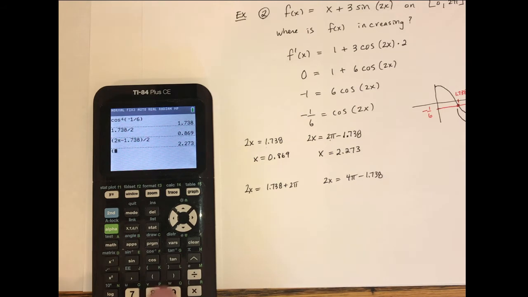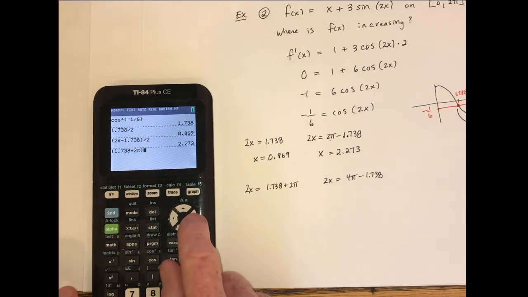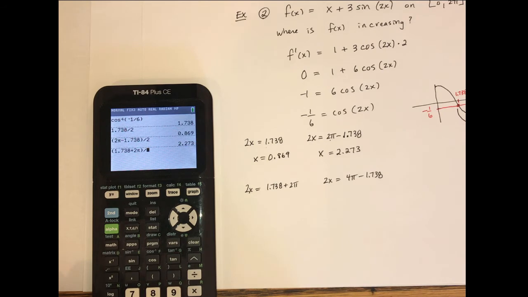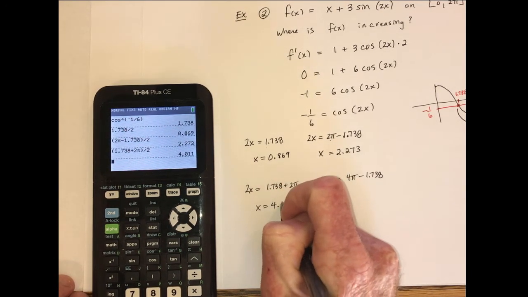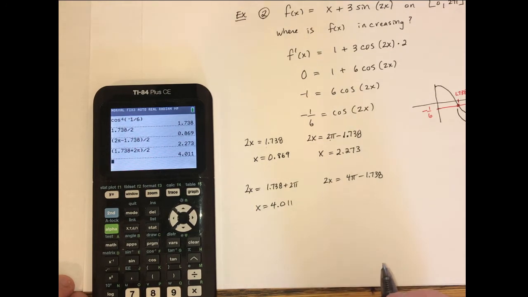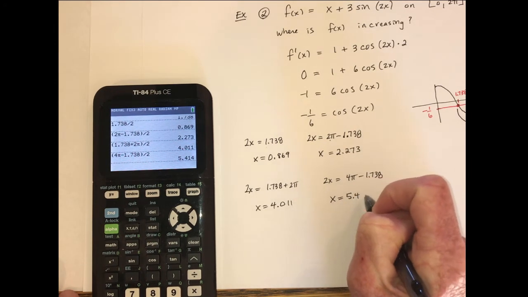Now on to this one, put it in parentheses, 1.738 plus 2 pi. That's not pi. Come here, pi. Divided by 2. So x equals 4.011. And then for this one, 4 pi minus 1.738, and then all of that gets divided by 2. So then it's 5.414.